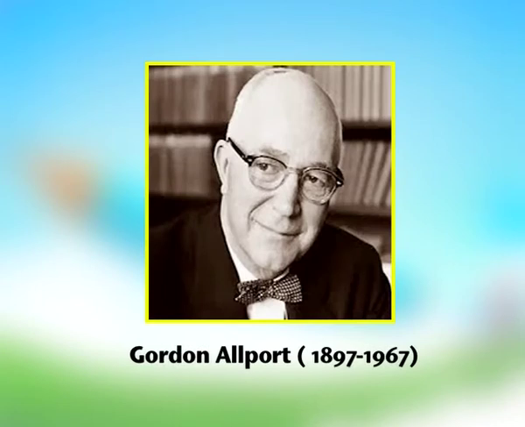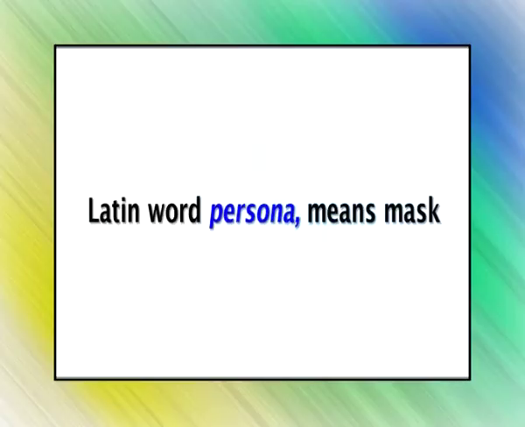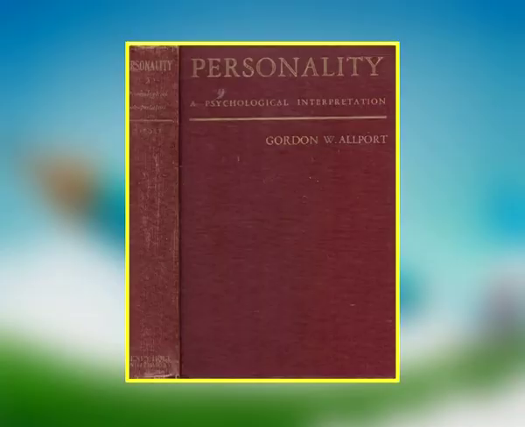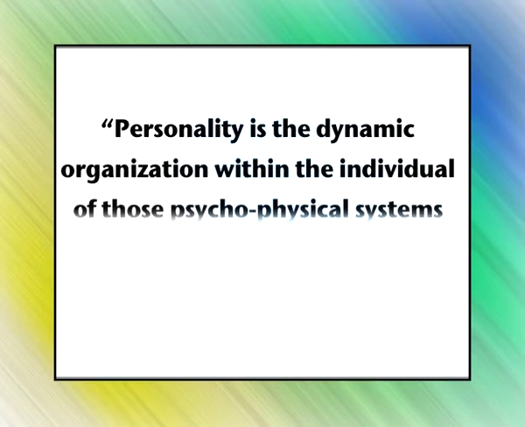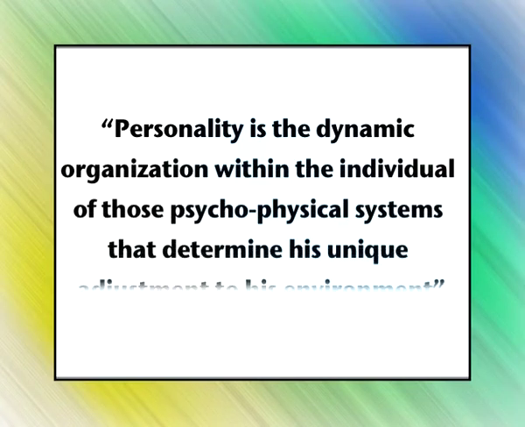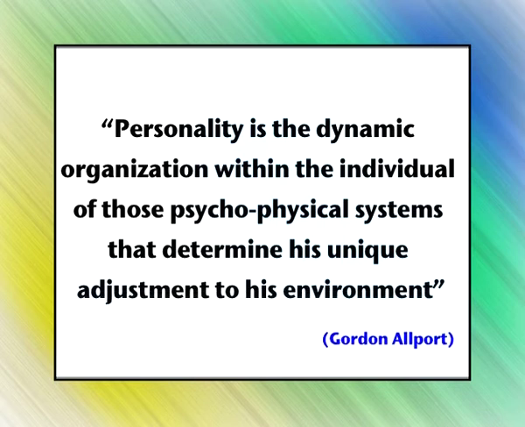In 1973, Gordon Allport, the first American-born personality theorist, reviewed the history of the word personality, beginning with its ties to the Latin word persona, which means mask. He then reviewed 50 definitions of personality before arriving at his own now famous definition in his book, Personality: A Psychological Interpretation. Personality is the dynamic organization within the individual of those psychophysical systems that determine his unique adjustment to his environment. In 1961, Allport changed the phrase unique adjustment to his environment to characteristic behavior and thought.